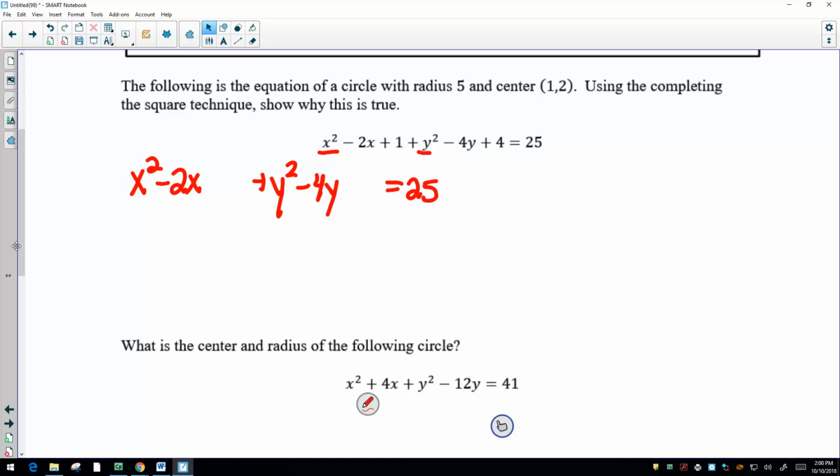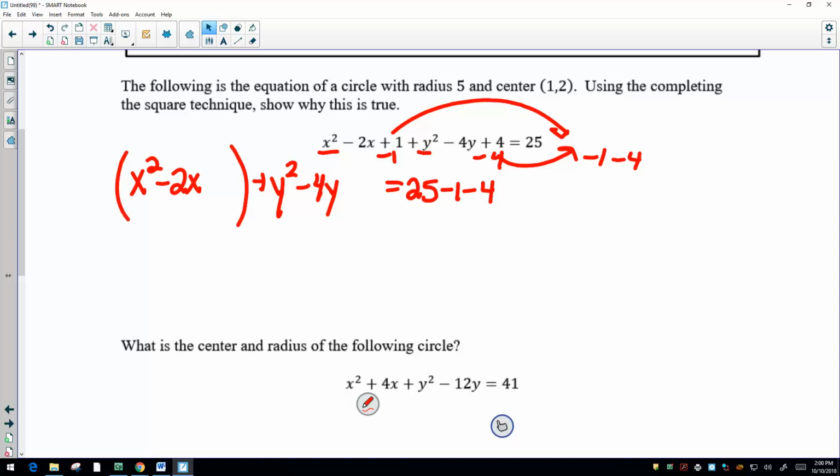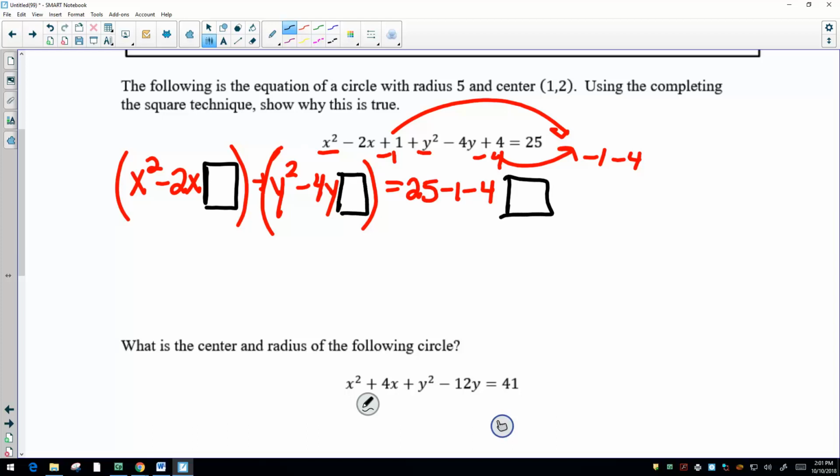Now remember, we said anything that was a constant needs to go to the other side of the equation. So that means I'm going to subtract over a 1. I'm going to subtract over a 4. Okay? So over here I would have 25 minus 1 minus 4. Okay. Now we're going to do that completing the square process that we did up on the front page, but we're going to do it twice. One for the x terms. We're going to do one for the y terms. So what we need now, like we had filled in before, we had a placeholder. So I need a placeholder for the x's, and I need a placeholder for the y's.